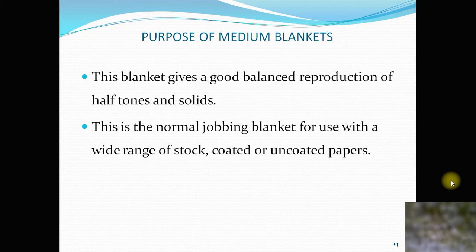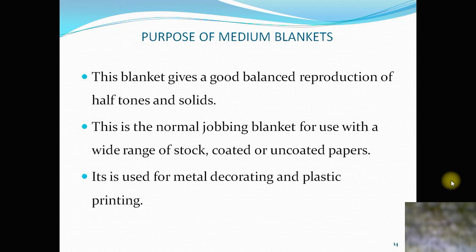So, different types of soft materials we can print. By coated papers and uncoated papers also we can use this type of blanket. It is used for metal decorating and plastic things.